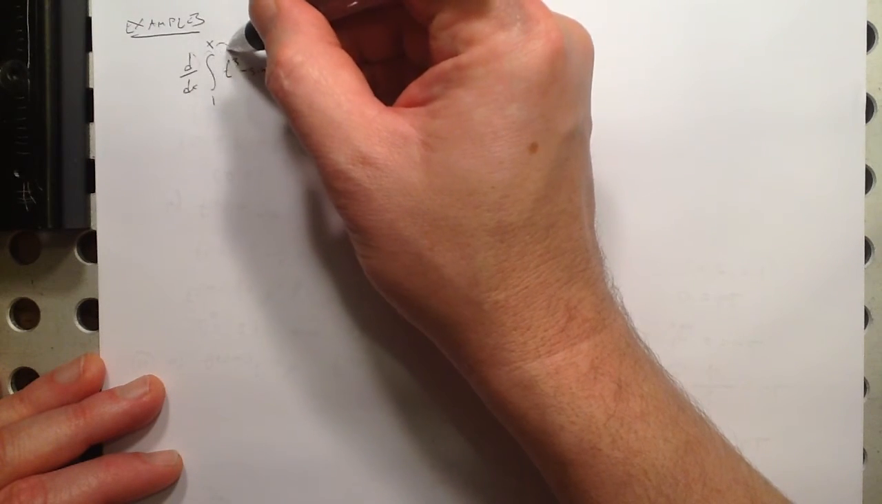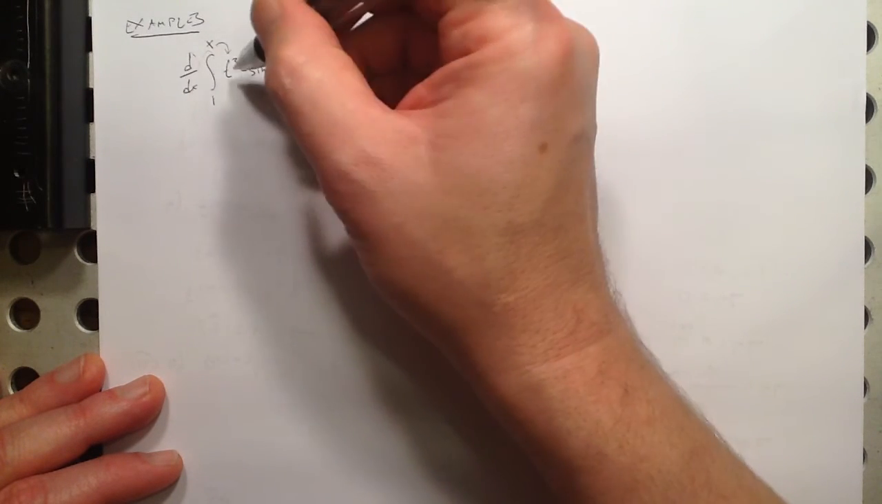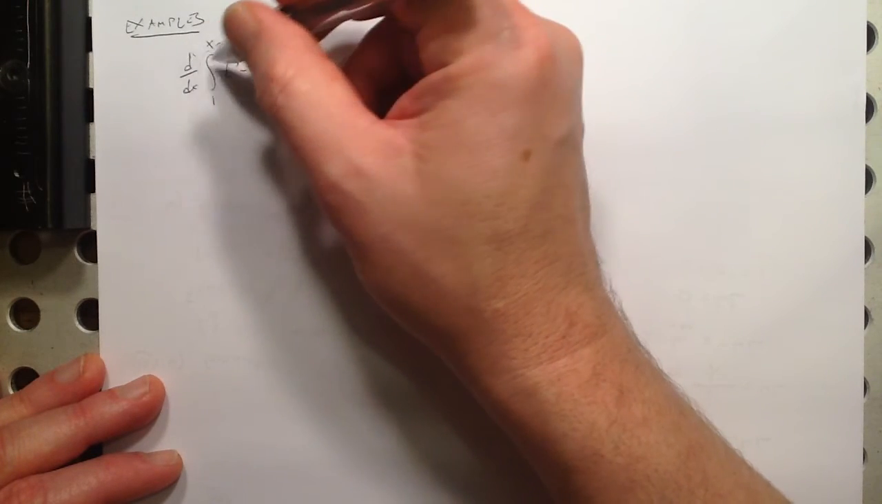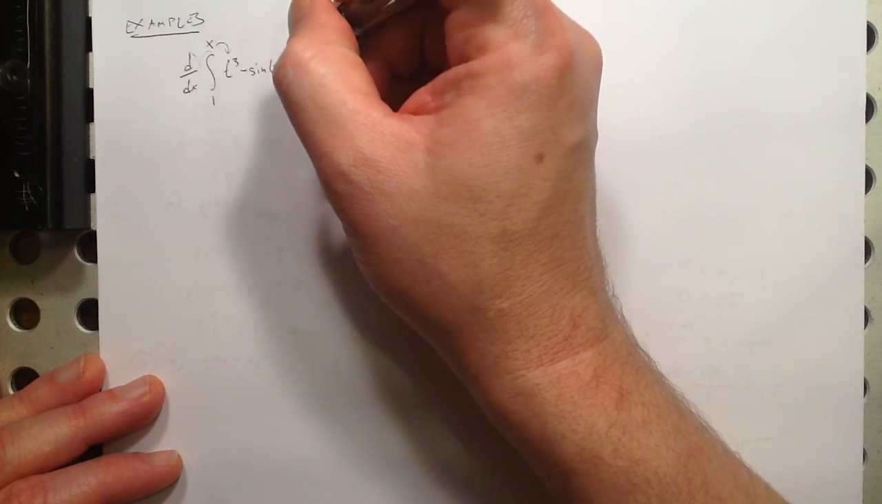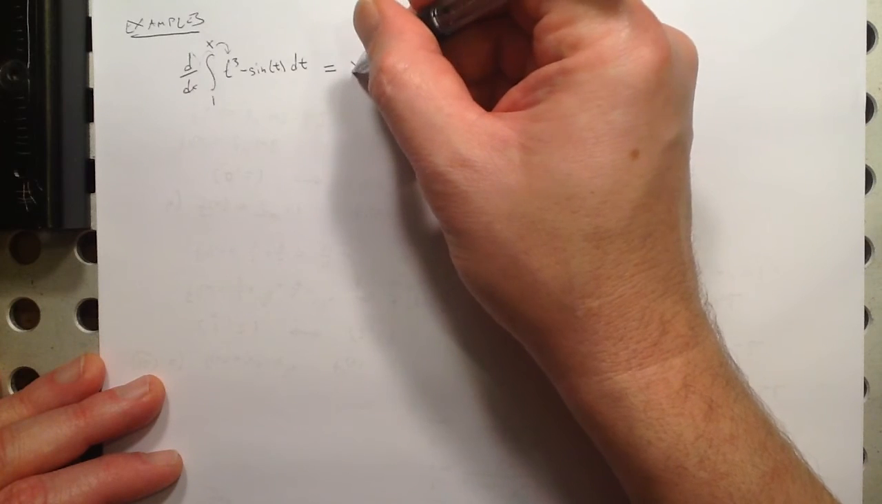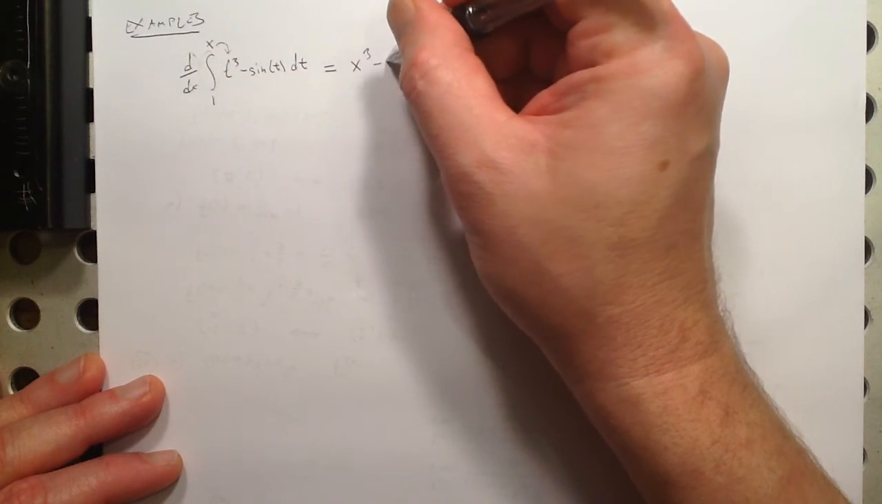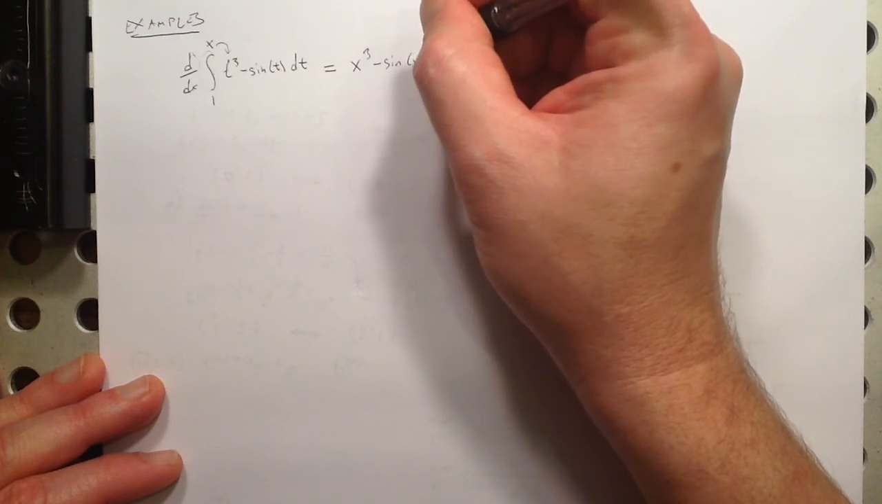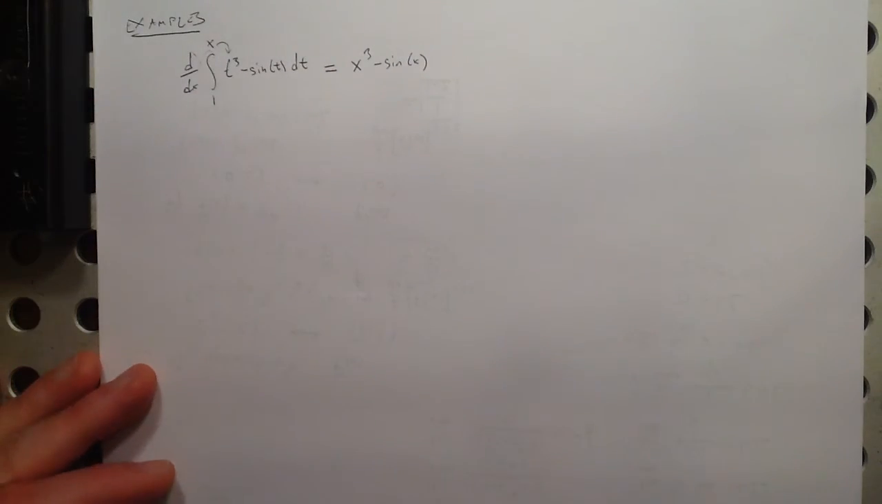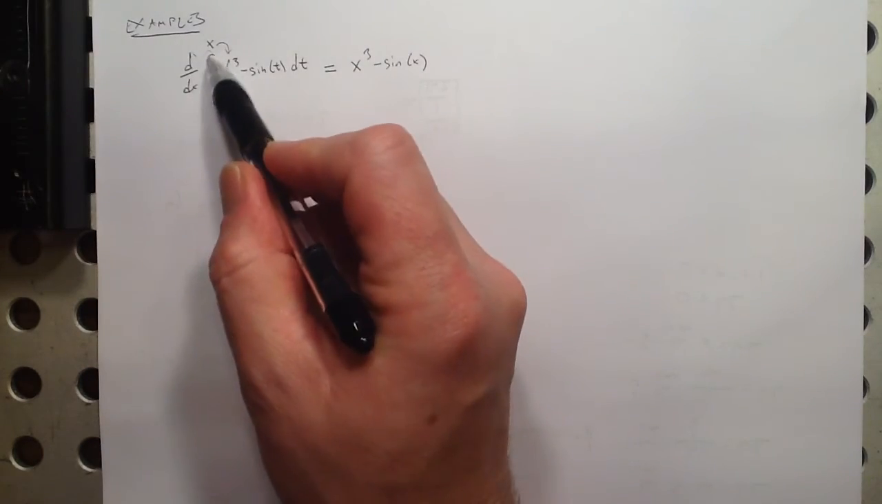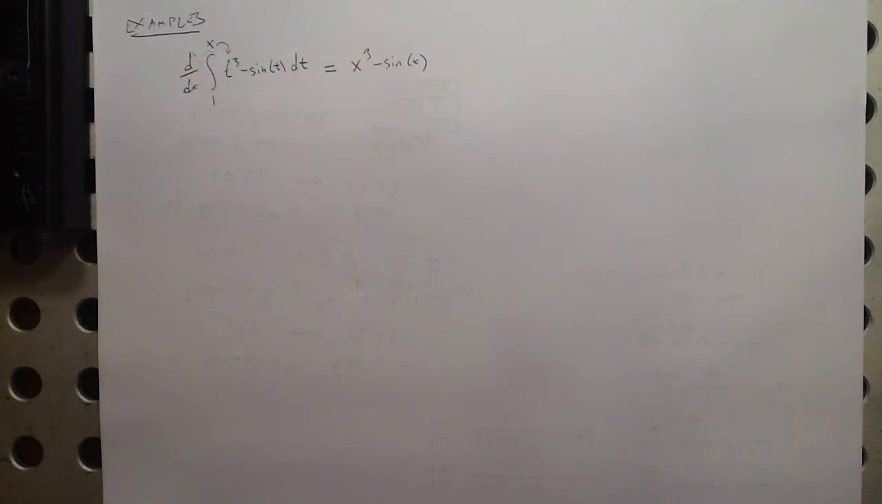But the x kind of drops in here. Once they cancel out, I don't need the dummy variable in here anymore. So what's the derivative of this area function? It's just x cubed minus sine x. That's it. The derivative and area, they cancel each other out.